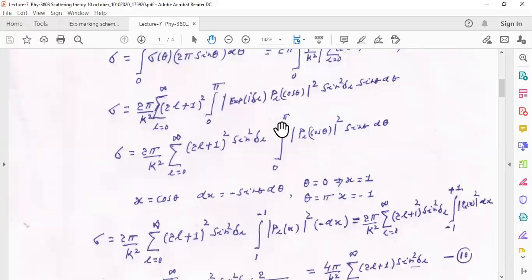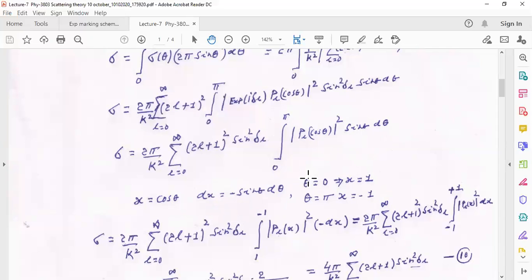The upper limit is pi, so you put cos of pi, so the upper limit is minus 1. Now this integration is basically, we are changing the order of integration. Now this integration is integrated with respect to x, so the variable theta is now replaced by the variable x.